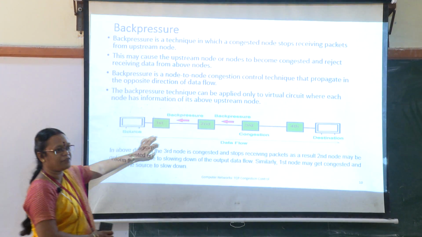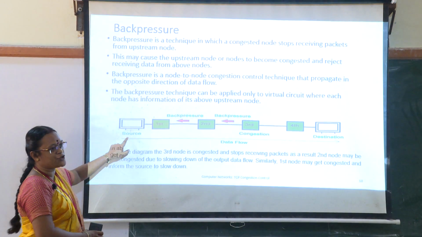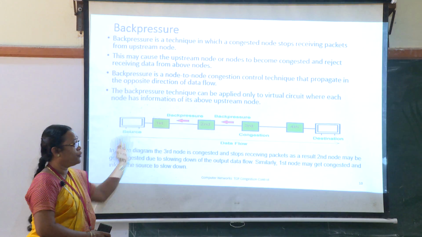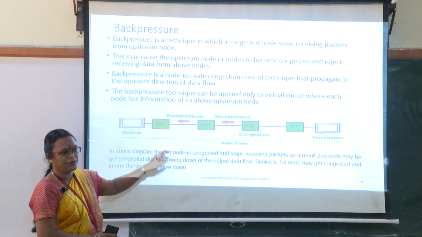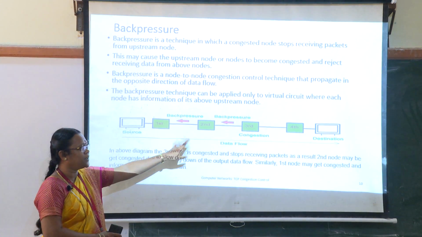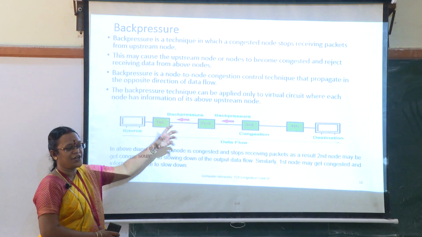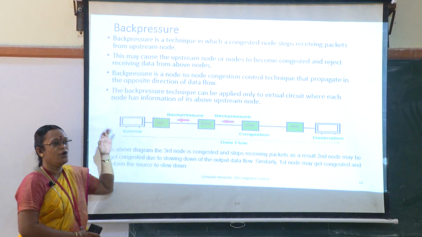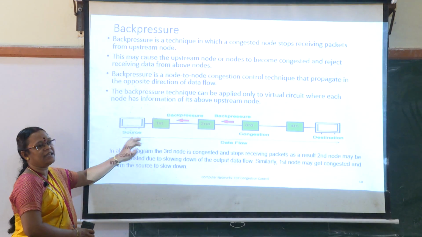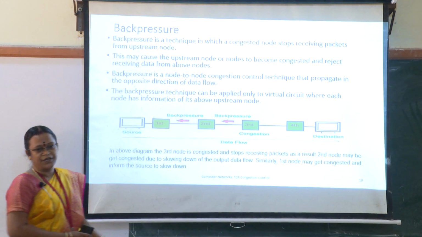Just now I gave the overall overview of back pressure. Here this is your source, that is your destination. I have 4 nodes. Here this is the data flow graph. For example, the congestion has occurred in the third node. So with back pressure, you send the information via node 2, node 1, then to the source, indicating that the congestion has occurred. This is your back pressure method.